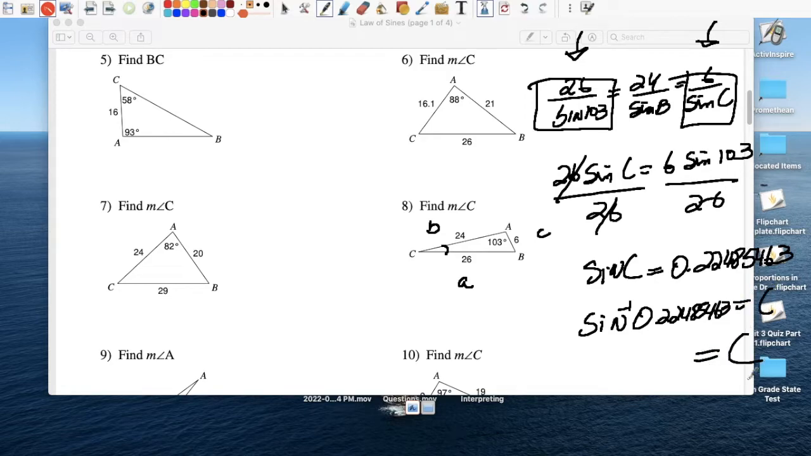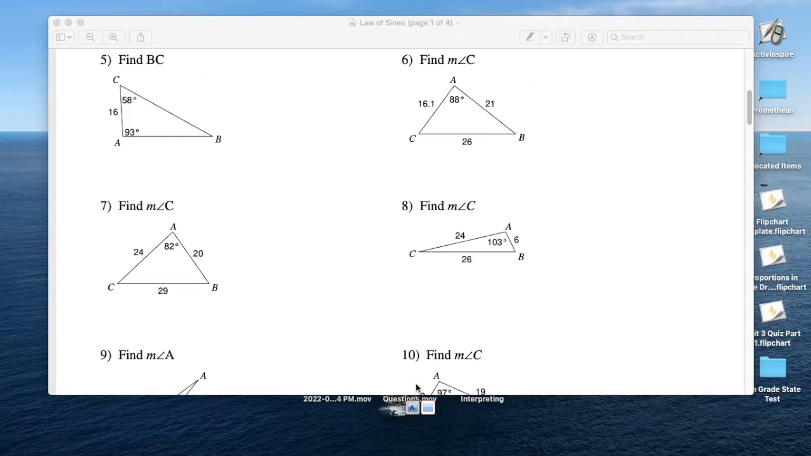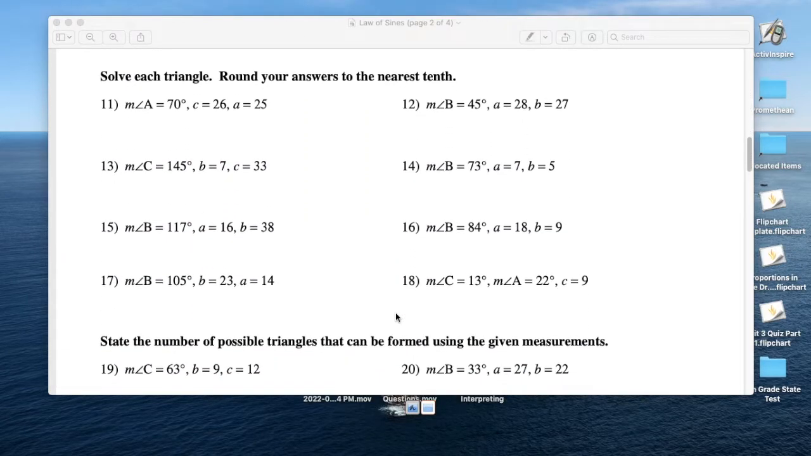So angle C is whatever that is, 0.22485463. Enter, we get the angle as 12.99. They said rounded to nearest something, and that's going to give us 13 degrees. Okay, that was simple too. I think the next one is 13. I'm not sure. Yes, it is.